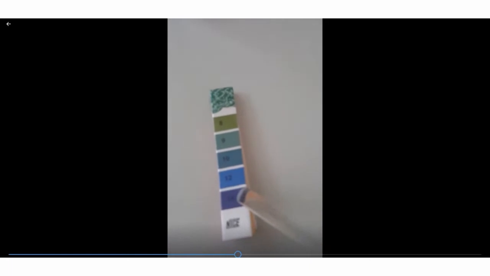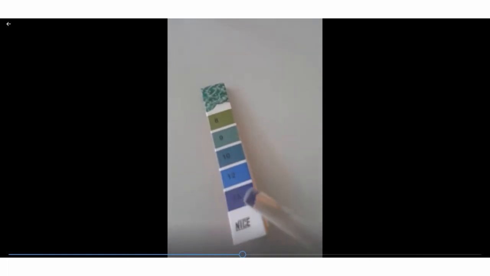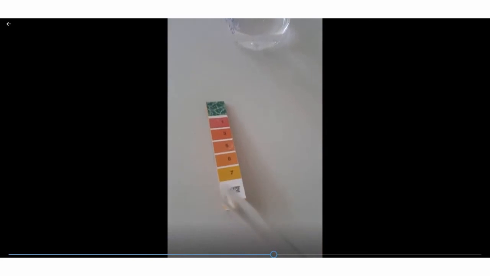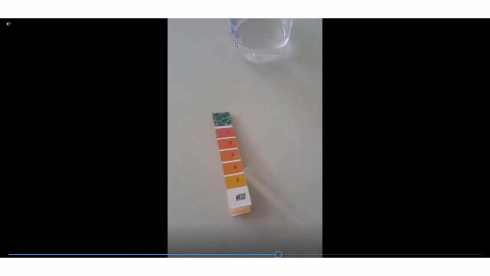And what about the second one? Second one, actually I got a purple color, so I am just checking with the color in the pH paper. Oh, its value is 14, which means that it is a highly basic solution. Now the third solution, I didn't get any color, which means that it is exactly matching with the pH value 7. So it's a neutral solution.